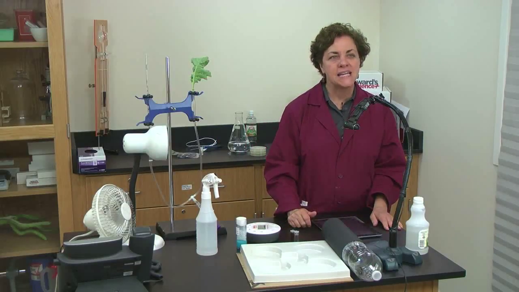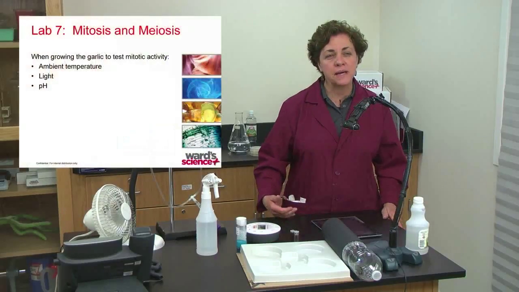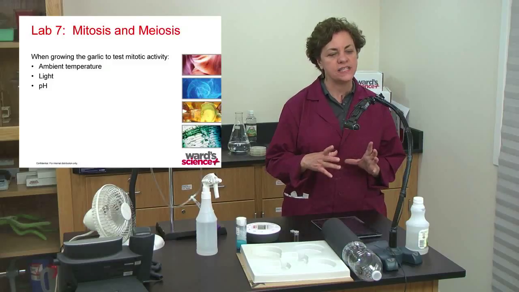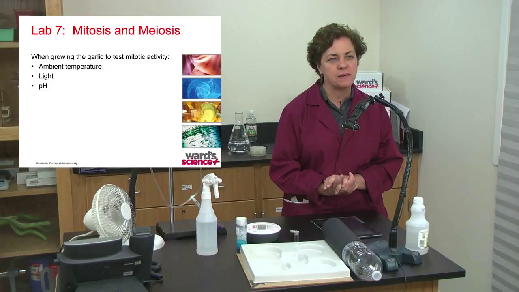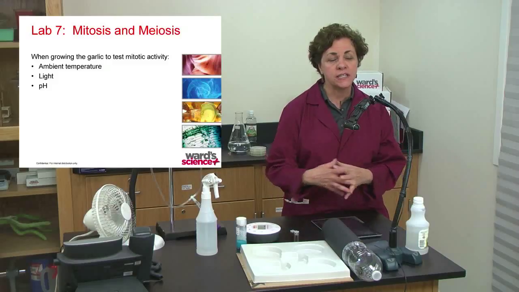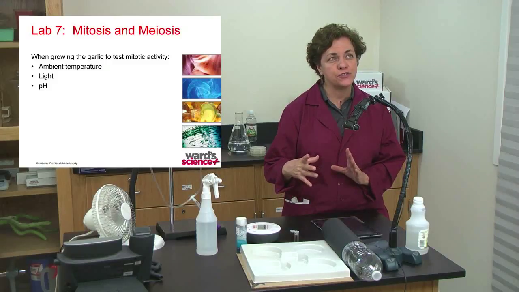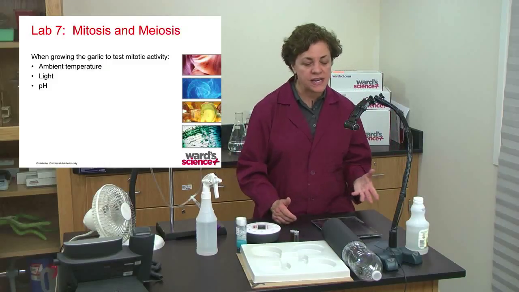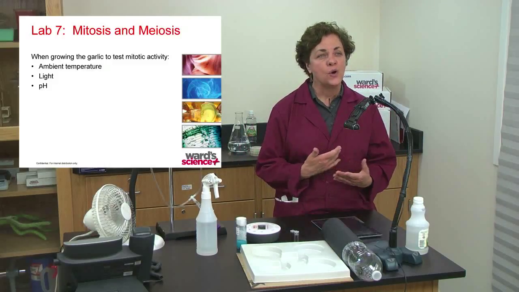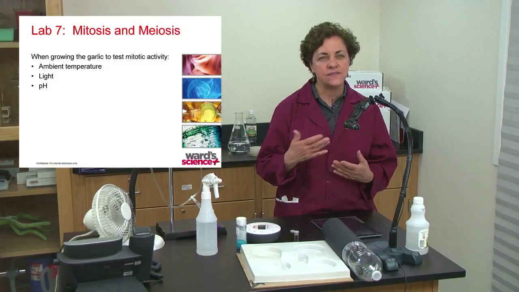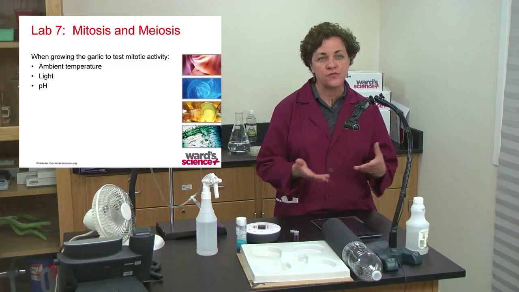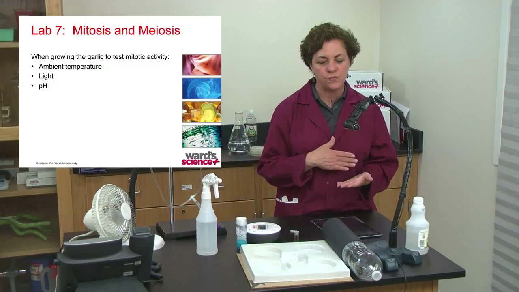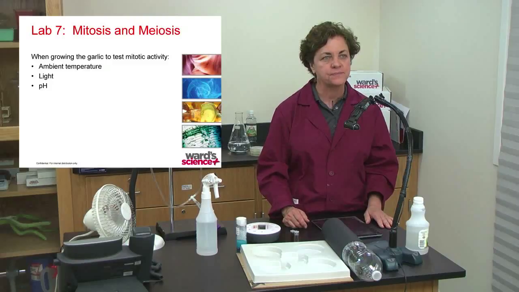All right, next, mitosis and meiosis. One of the parts of mitosis and meiosis is to grow garlic, and with the garlic you're checking to see what the mitotic rate in that root is. You might want to try adding things to it, say caffeine or acid, and see if it stunts the growth or if it helps it grow faster. And so you can use the Datahub to more clearly define those conditions.